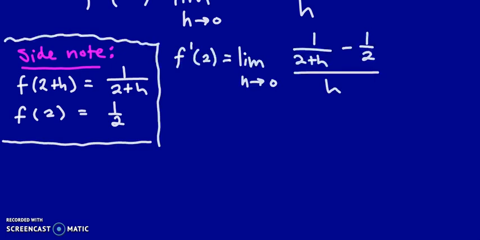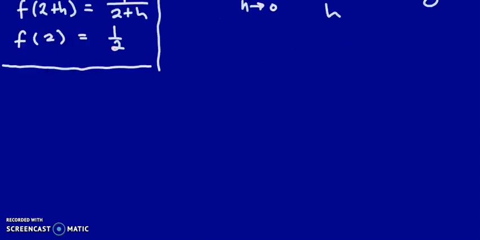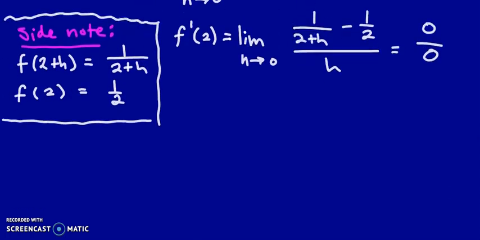And this shouldn't be too difficult. We now have f prime of 2 is equal to the limit of 1 over 2 plus h minus 1/2 over h as h approaches infinity. And if we do our direct substitution, we see that in the numerator we have 1 over 2 plus 0. So 1/2 minus 1/2 is 0 over 0. This will not work, so we need to do some algebra, some simplifying.